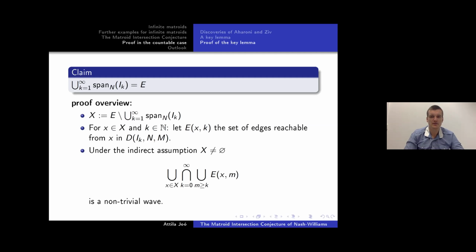So for every X, we take this growing set, and we take the union of all of them. Some calculation shows that it is a non-trivial wave. And one of the technical lemmas ensured that we can assume without loss of generality that there is no such non-trivial wave. So at this point, we have a contradiction. Okay, any questions at this point?